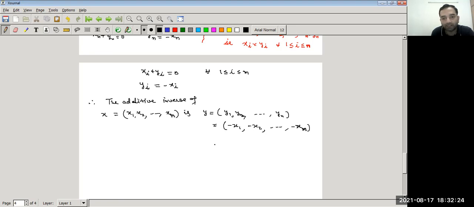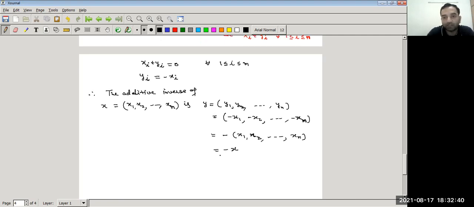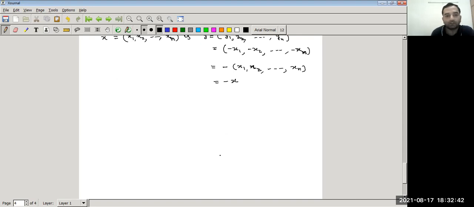So we can take minus common. It is x1, x2, xn, and this is nothing but minus x. So the additive inverse of x is minus x. In general, we can write the additive inverse of x is minus x. That's why if we add x with minus x, then we get the 0 vector.